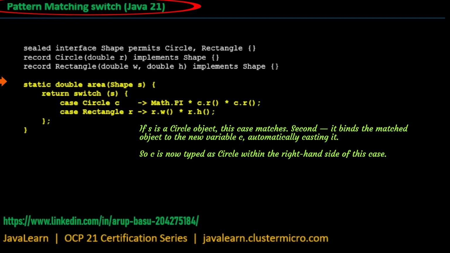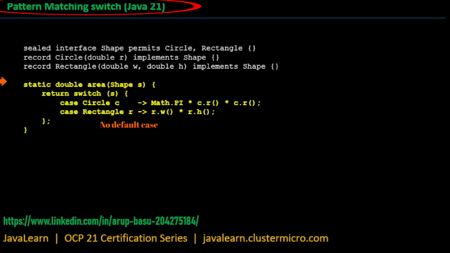And then there is no default case. Notice that there is no default case here. Okay, in a traditional switch, omitting default on a switch expression would be a compile error because the compiler cannot verify all cases are covered. But here the compiler knows that Shape is sealed with exactly two permitted implementations, Circle and Rectangle. So no default is needed and the compiler accepts it without error. So this is the power of the sealed plus pattern matching combination.